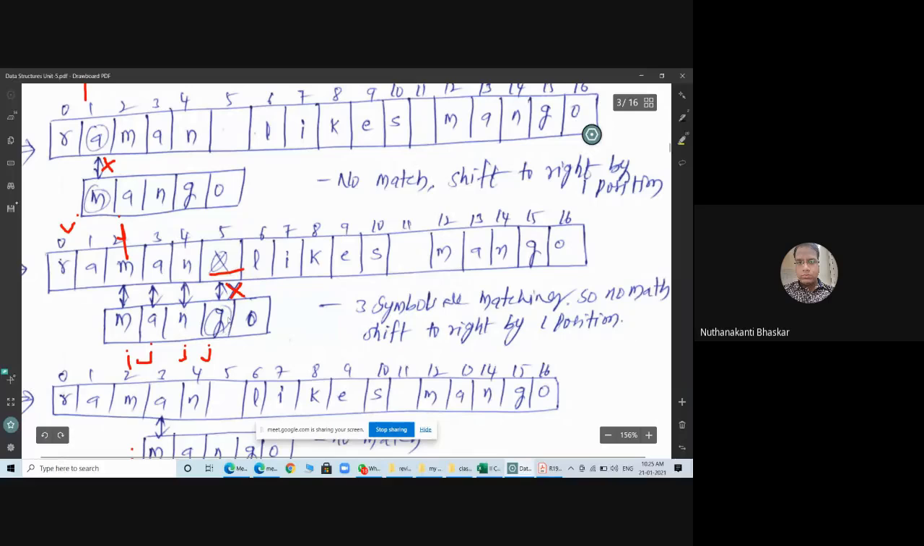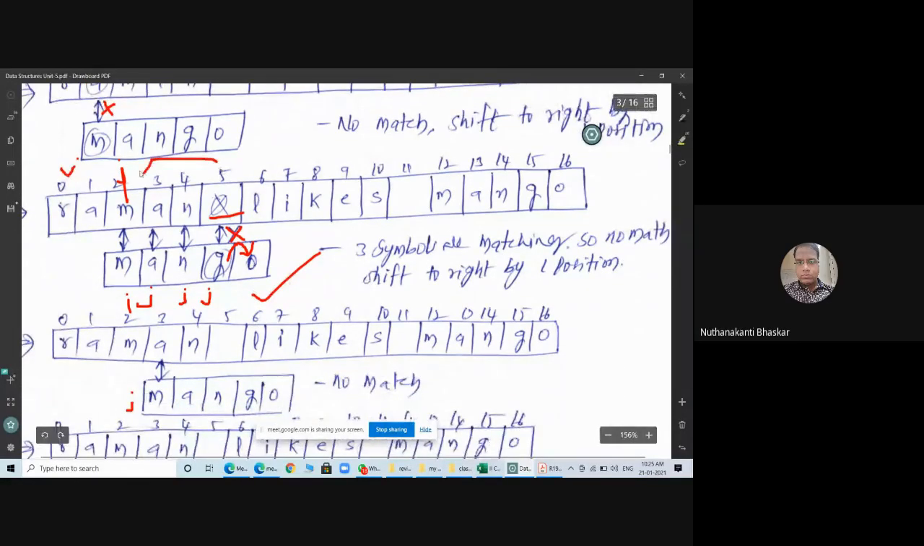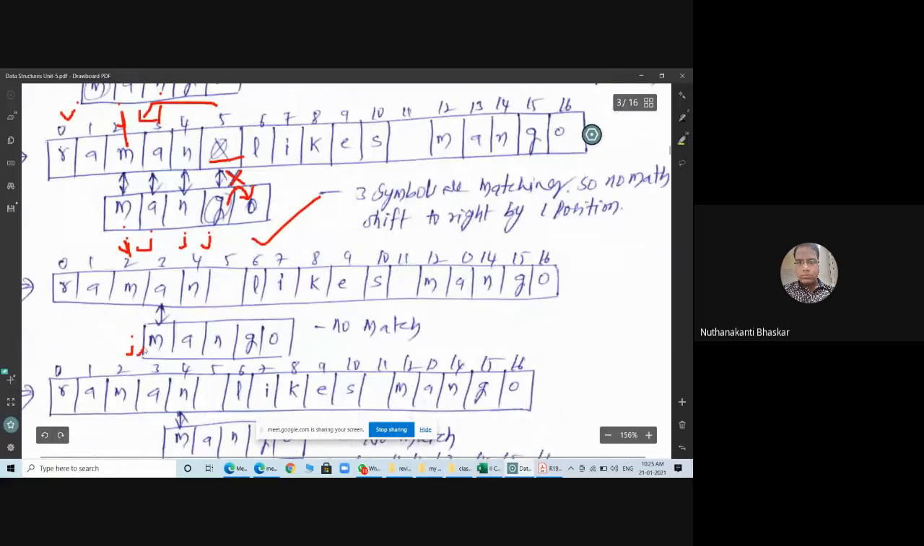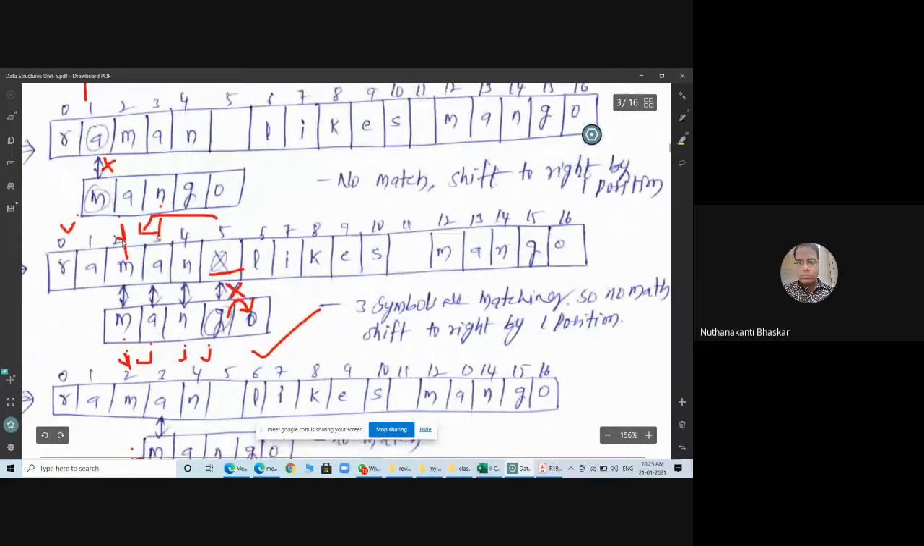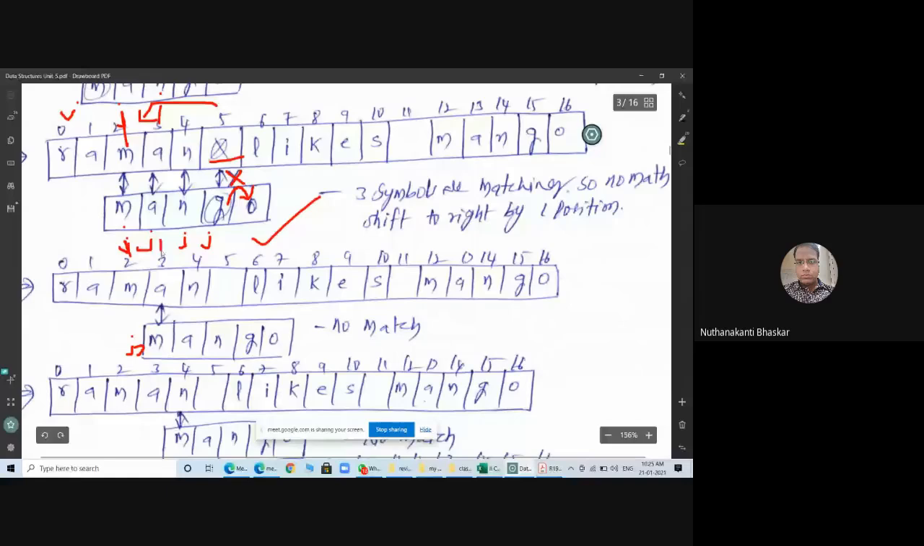If it were matching all the way, there would be no need to search further, and the pattern would be matched. But here the matching is not there. So j as well as i will be backtracked: j goes back to the 0 position, and i is backtracked and incremented, so i comes to the third index. Understand?